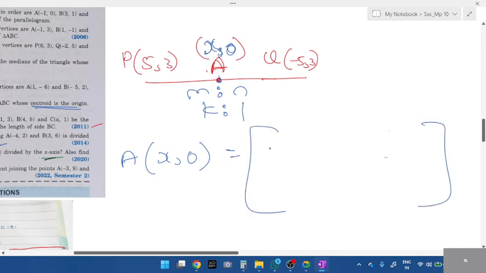Be quick. What's the answer? k into what is x2? k into minus 5 plus n into what is x1? x1 is 5.